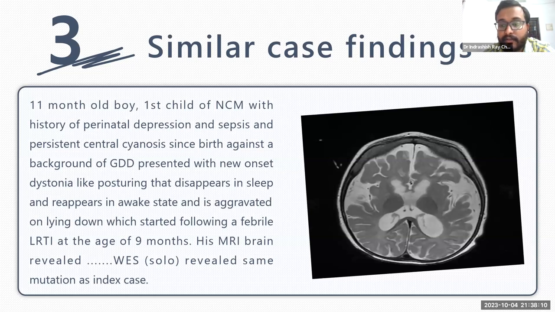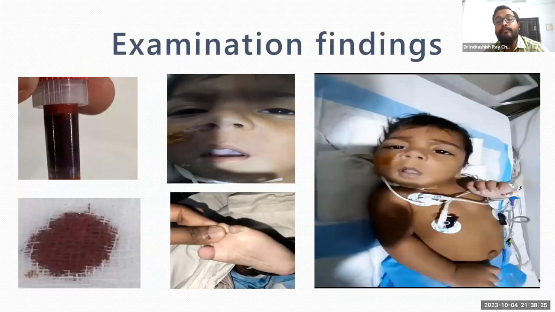His MRI brain revealed this picture. This is the marked supratentorial atrophy of gray matter. Whole exome sequencing revealed the same mutation as our index patient, the same premature stop codon. So probably there might be some founder mutations existing in that part of the island.